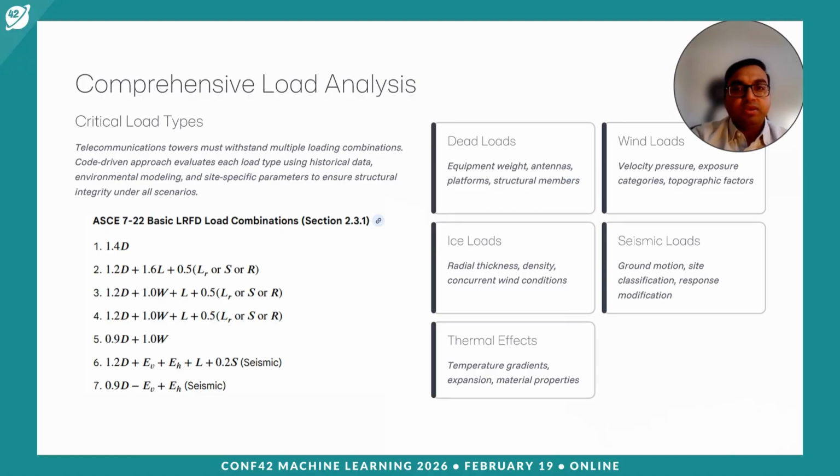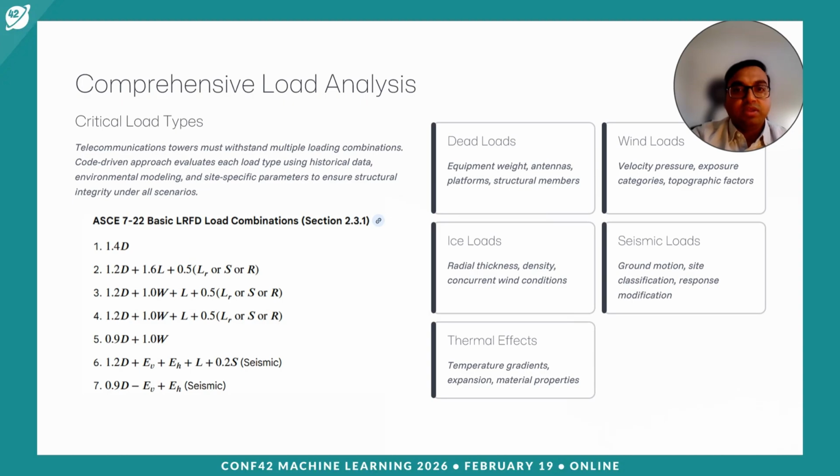Wind loads are typically the governing load for most telecom towers. We calculate velocity pressure based on the basic wind speed from ASCE 7 wind maps adjusted for exposure category, topographic effects, and height above ground. The wind loads on antennas and appurtenances can exceed the wind load on the tower structure itself.